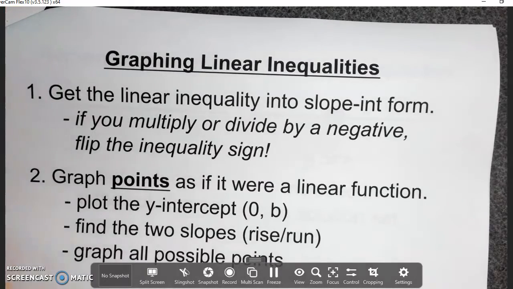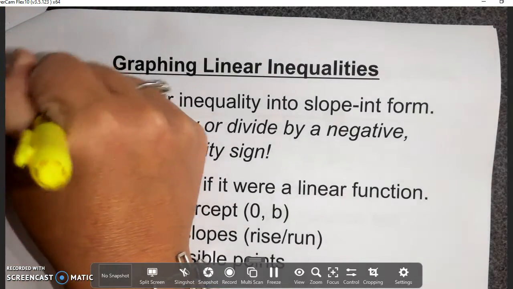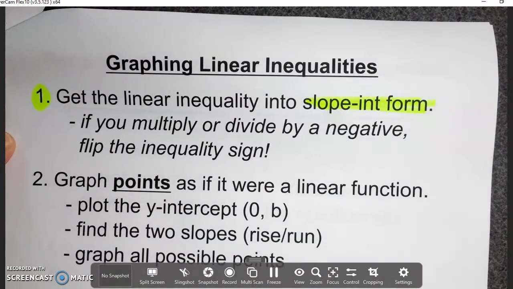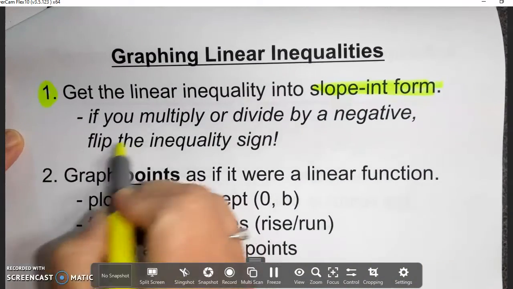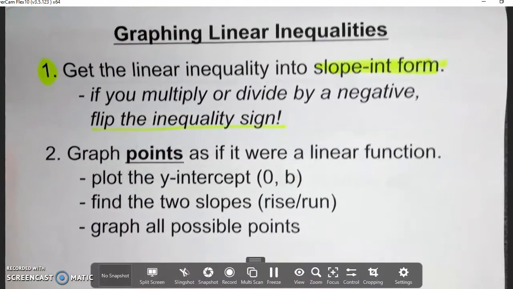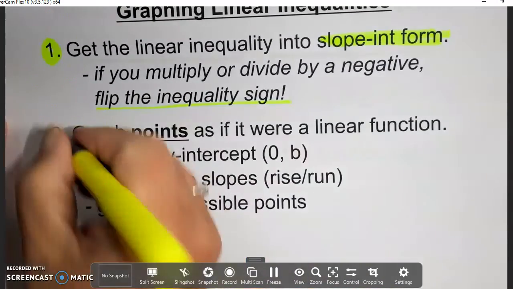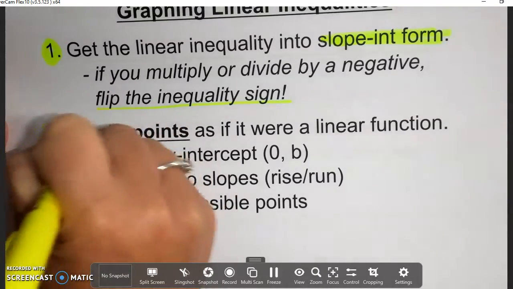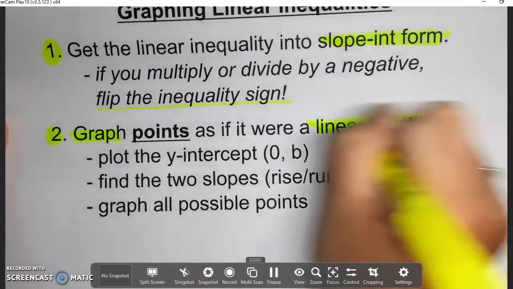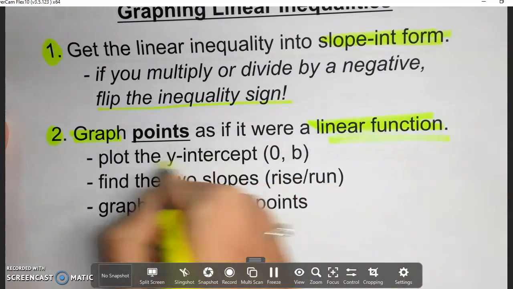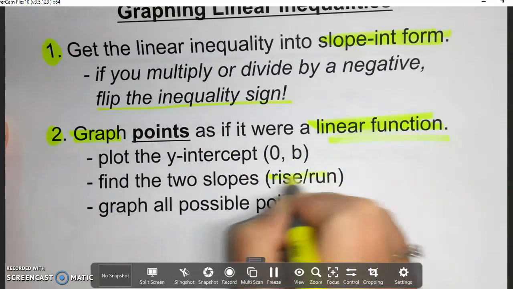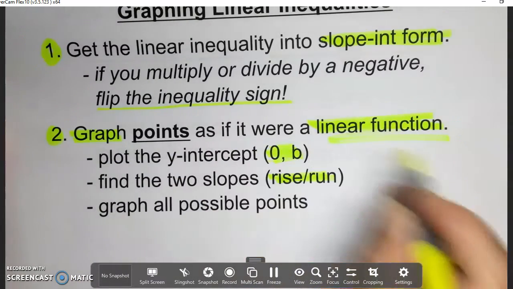So get the linear inequality first into slope-intercept form. Remember, if you multiply or divide by a negative, you have to flip the inequality sign. That's the number one mistake people make. Then you're going to graph it as if it were a linear function. So you're going to graph it like normal. You're going to plot the y-intercept, you're going to do the rise and run, and you're going to graph a few points. Okay?